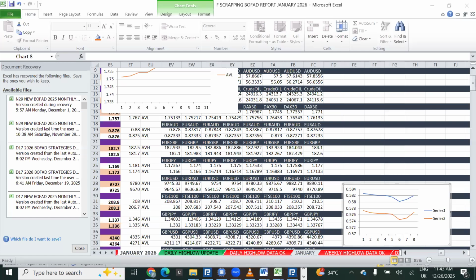Okay. So I'm going to share my screen with you and we'll be able to take it from there. This also might take some time, like about 3 lessons, but let's see how far we can go today. Okay. So the first thing in the scrapping report is what I call the daily high-low data.